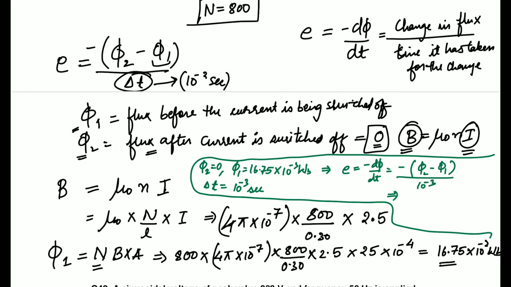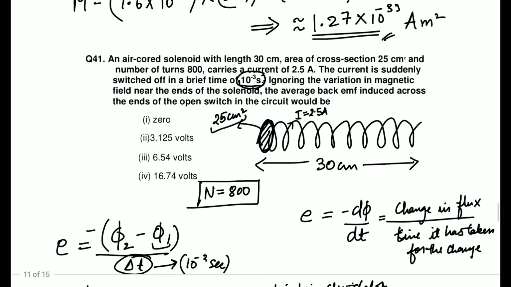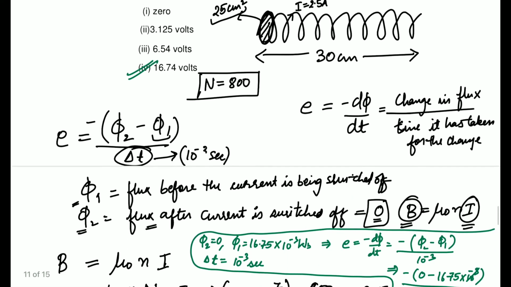When you solve this, you have minus, and phi 2 has a value of 0, minus 16.75 into 10 to the power minus 3, and you divide it by 10 to the power minus 3. This will cancel out. The final answer will be 16.75 volt. Is that a yes or no? I hope it is there in our option. Yes, it is 16.75 volt.